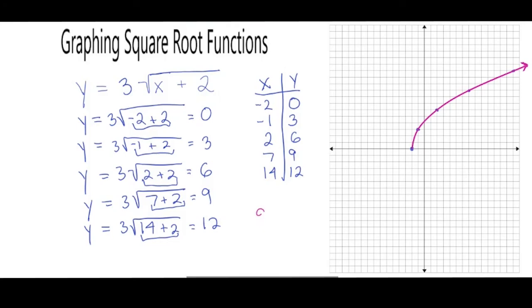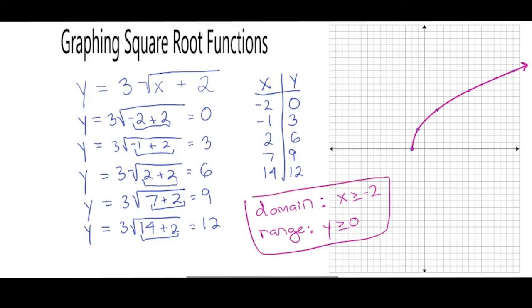So we need to find the domain. That's what x can equal. And the range, that's what y can equal. For the domain, I see that x can be greater than or equal to negative 2. And the range is where y is greater than or equal to 0. So that's the domain and range. And here's the graph of our function, y equals 3 times the square root of x plus 2. And that's how you graph that function.